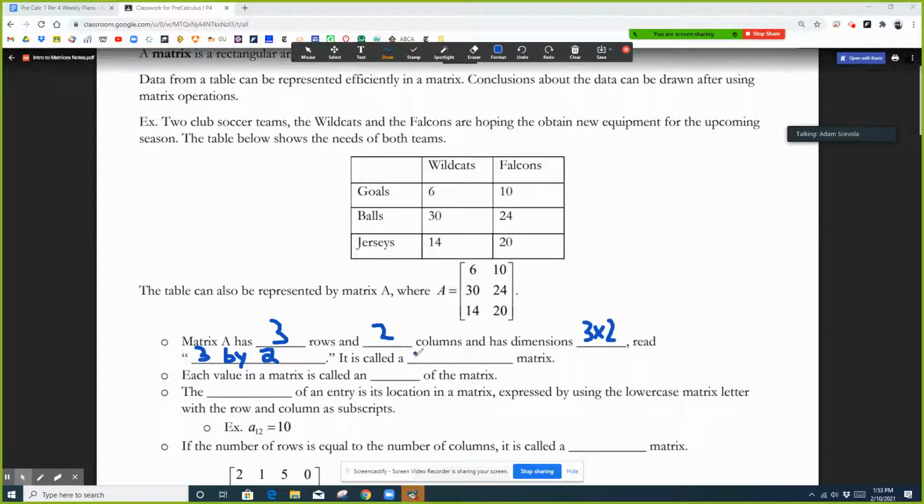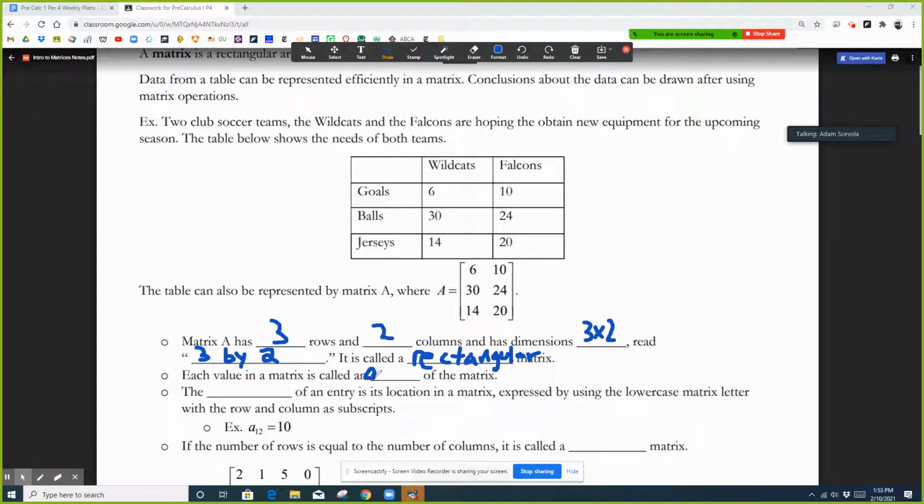All right, and that's called a rectangular matrix, which you could probably figure out. It looks like a rectangle. And we will see other types of matrices. Sometimes they're square matrices, but just like in geometry, all squares are rectangles, but not all rectangles are squares. Same thing with matrices. We could have square matrices that are also rectangular, but you could also have rectangular matrices that aren't square matrices. Each value in the matrix is called the entry in the matrix.